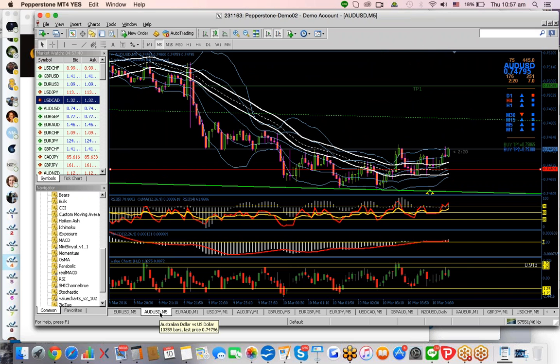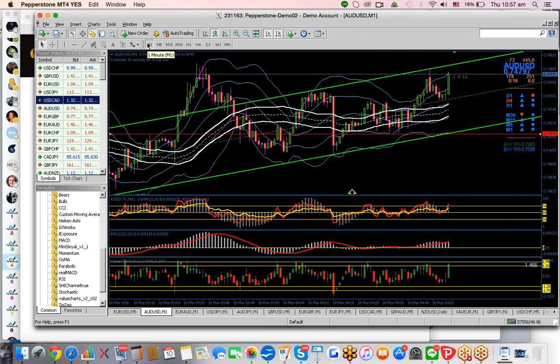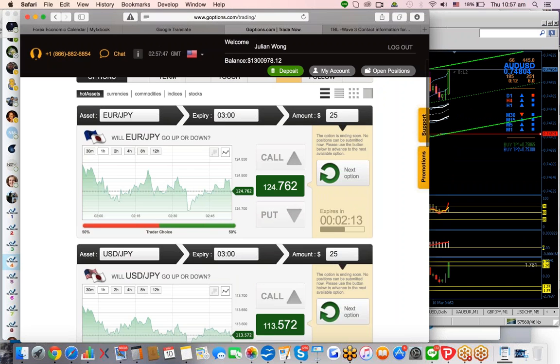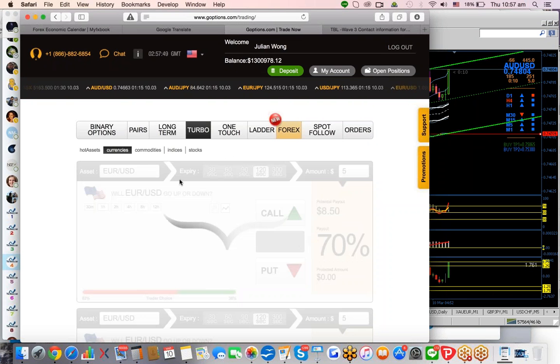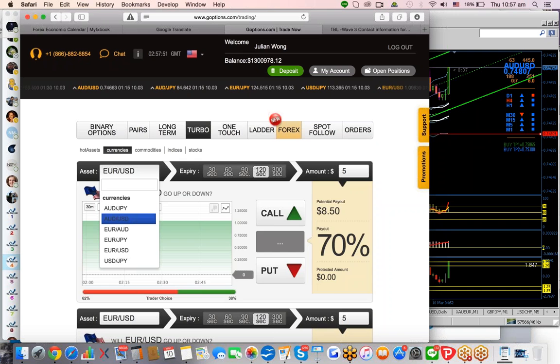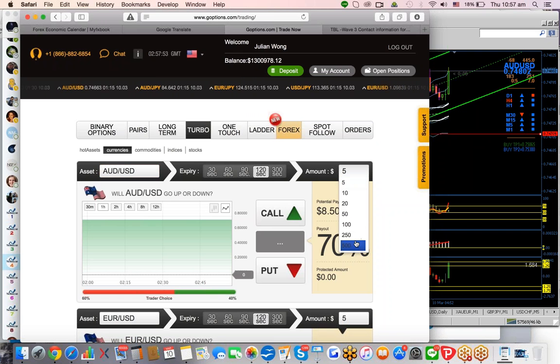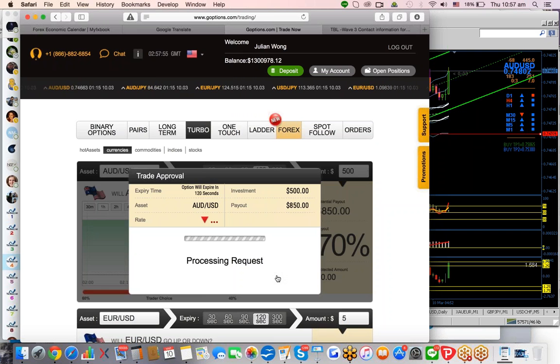Painfully slow. Okay, Aussie USD. We may have an opportunity. Aussie USD, end of this minute, 2 minute put. Get ready for that and go for it.